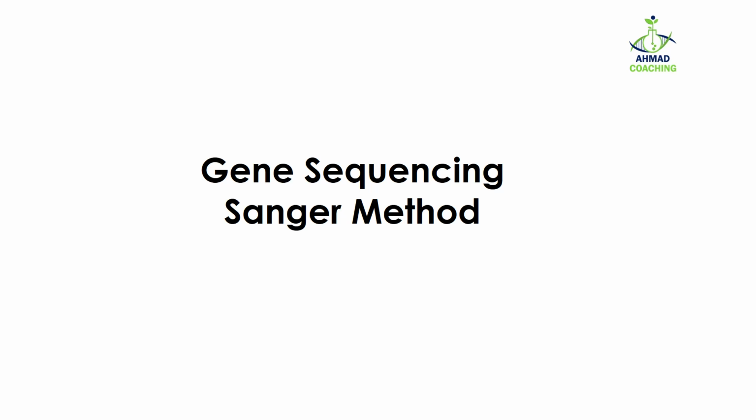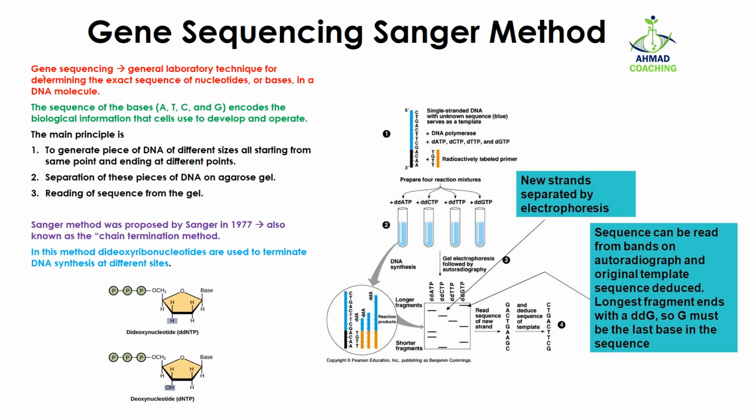Dr. Anam: Today we will study about gene sequencing, the Sanger method. Gene sequencing is actually a general laboratory technique which is used to determine the exact sequence of nucleotides or bases in a DNA molecule. We know that there are four different nucleotides: A, T, C and G. Now, through gene sequencing, we find out how these four nucleotides are arranged.